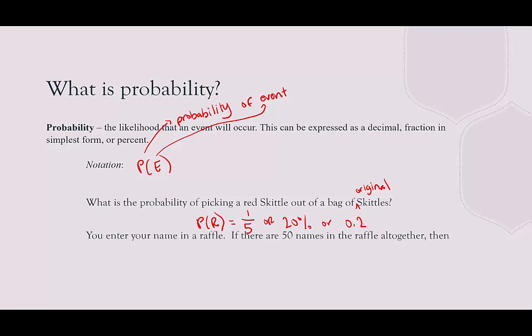Okay, you enter your name in a raffle. If there are 50 names in the raffle altogether, then the probability you win. So this one I can't really abbreviate because it doesn't really make sense. But what I really care about is if I win, right? That's all. It doesn't matter who else wins, but it does matter if I win. And if I only buy one raffle ticket and everyone only buys one raffle ticket, then the probability that I win is 1 in 50, which would also be a 2% chance. So there's a 2% chance my name will get selected if there are 50 raffle tickets.